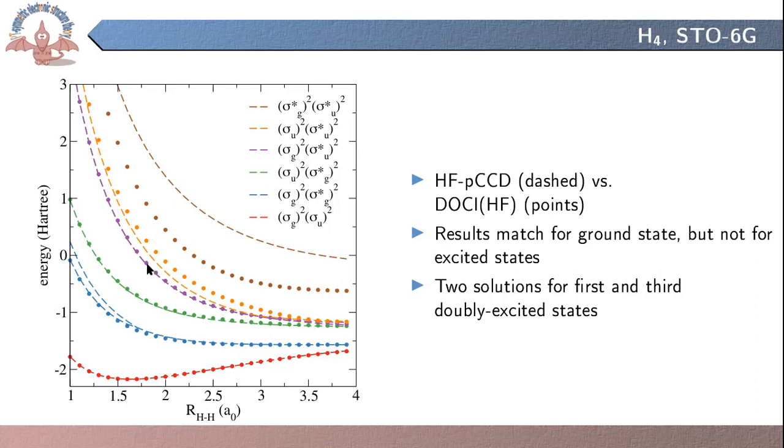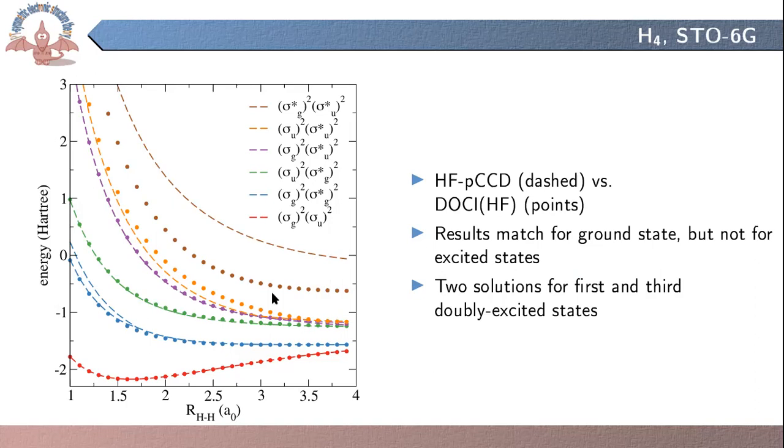And here I'm showing the comparison for the potential energy curves obtained with pCCD computed with the ground state Hartree-Fock orbitals, and then DOCI computed with the same set of Hartree-Fock orbitals as points. So the first result here is that the energies don't match for the excited states. They do for the ground state, which was expected, but not for the excited states. And this is due to the fact that the orbitals were obtained for the ground state. And once you use them for the excited states, then you no longer expect the energies to match.